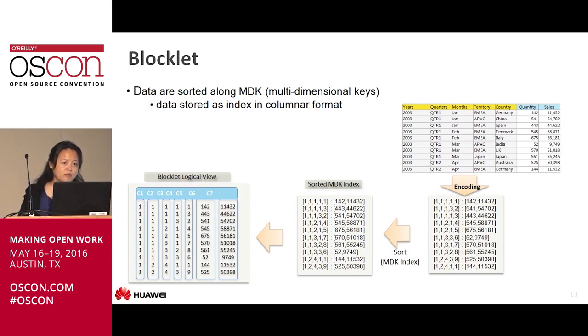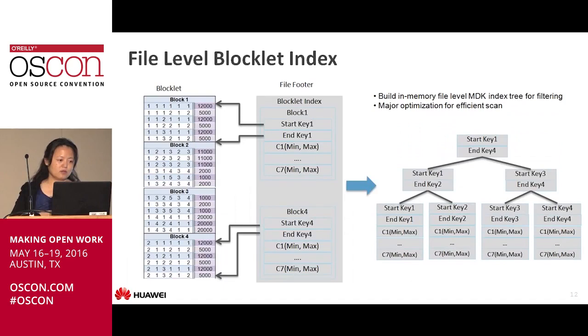There are a couple of advantages of storing data this way. One of them is that data is clustered along the MDK index, instead of scattered across multiple files. Data are clustered probably in one file, so we can enable a very efficient scan over the data. Another benefit is we can build a file-level index to help us filter out the blocklets we need to scan. I'm going to go into detail in the next slides.